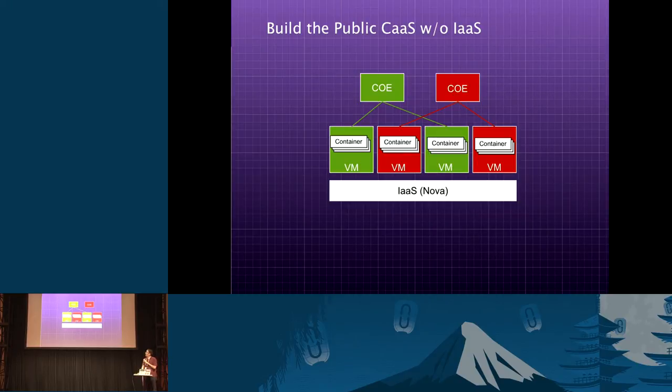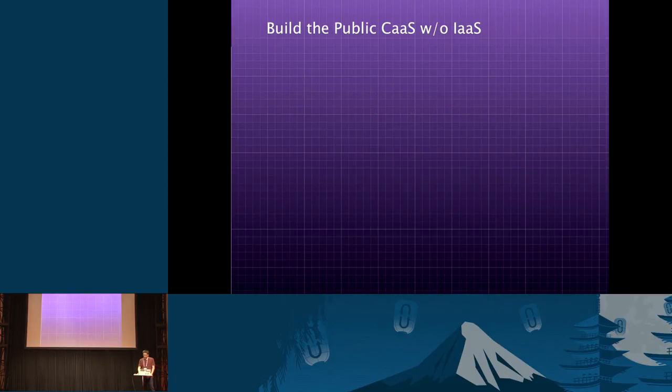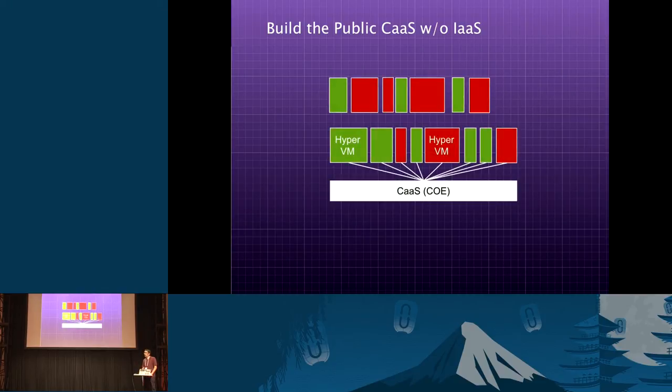So this is what we see the current container service looks like. But with Hyper, I'm trying to propose a new way of building the container service. Instead of letting the user do the orchestration on their own, we can move the orchestration engine to the cloud base layer to replace something like Nova. So imagine you use Kubernetes or Mesos as a replacement for Nova and using Hyper as a runtime, so you can achieve this kind of deployment.